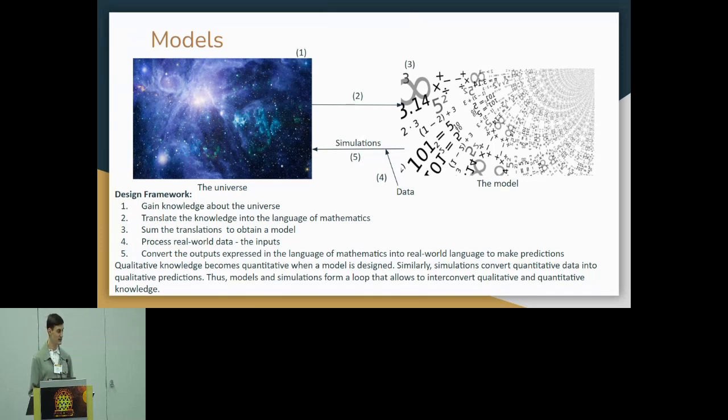And these inputs lead to outputs, which are expressed mathematically, but can be converted into the language of the real world and lead to predictions. And simulations are really parts 4 and 5. As represented in this picture, modeling allows us to convert qualitative information into quantitative information and back.